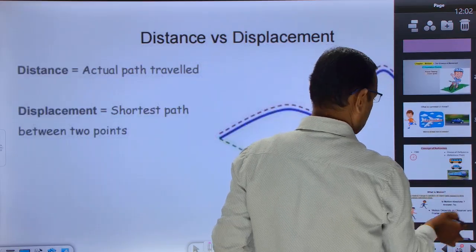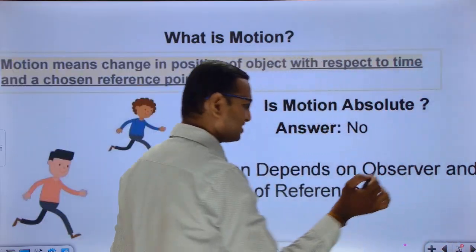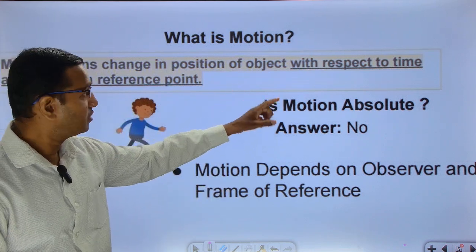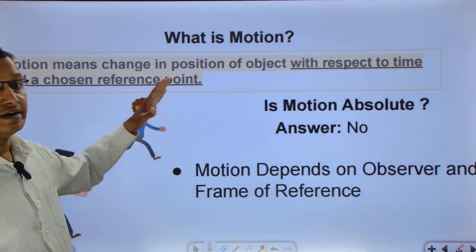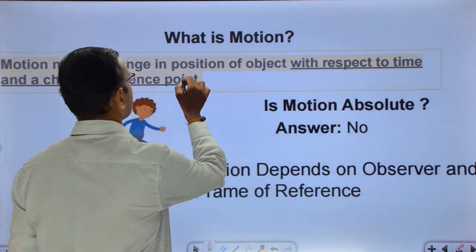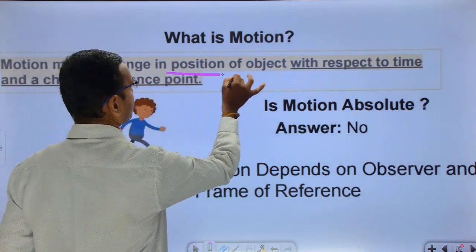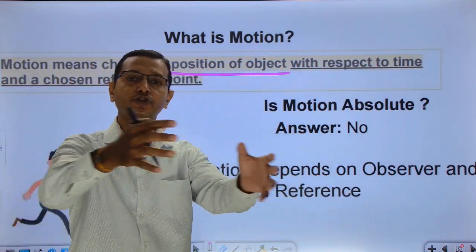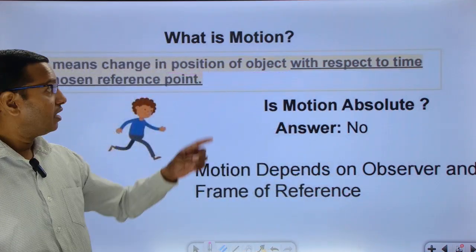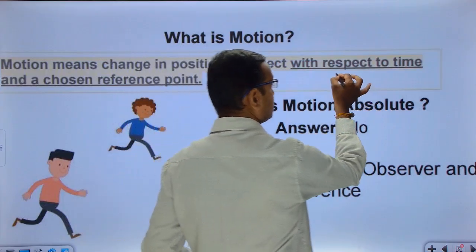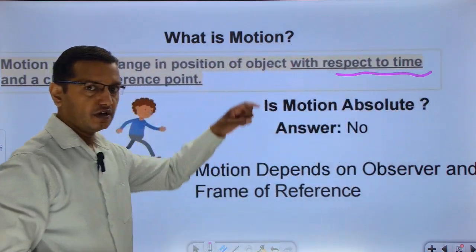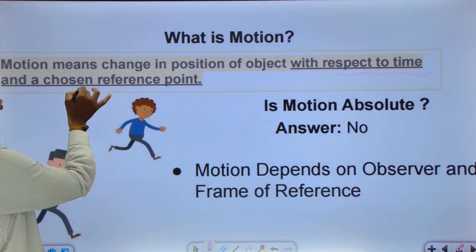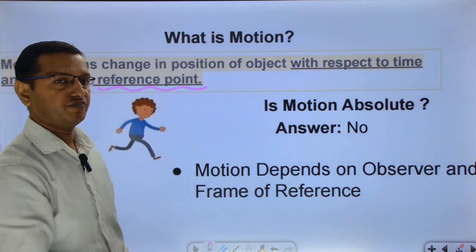Now, as I discussed, motion is nothing but change in position of an object with respect to time and a chosen reference frame. If the object is changing its position from one place to another place, and how it is changing with respect to time, this is very important. I told you this is a reference. If the object is changing places with respect to time and a chosen reference frame, this is very important.